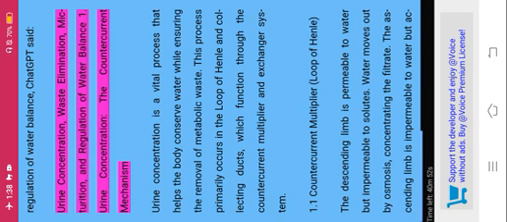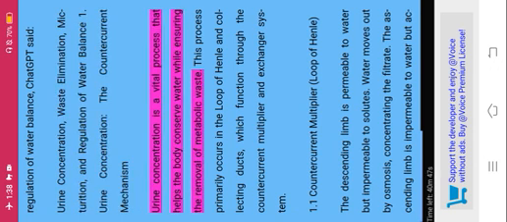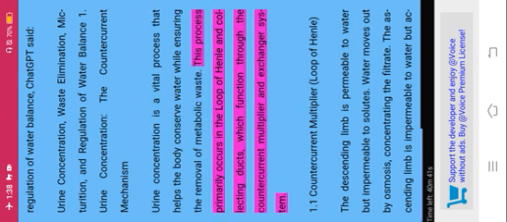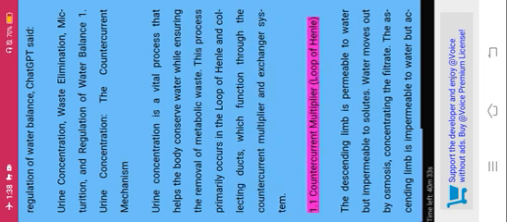1. Urine concentration, the countercurrent mechanism. Urine concentration is a vital process that helps the body conserve water while ensuring the removal of metabolic waste. This process primarily occurs in the loop of Henle and collecting ducts, which function through the countercurrent multiplier and exchanger system. 1.1 Countercurrent multiplier, loop of Henle.